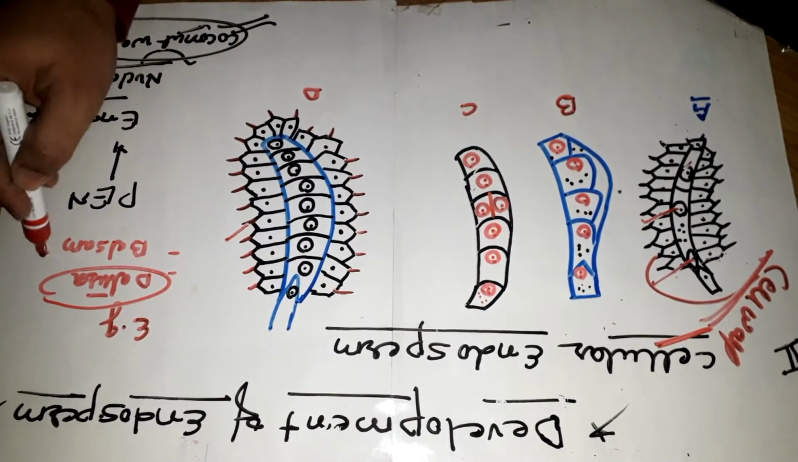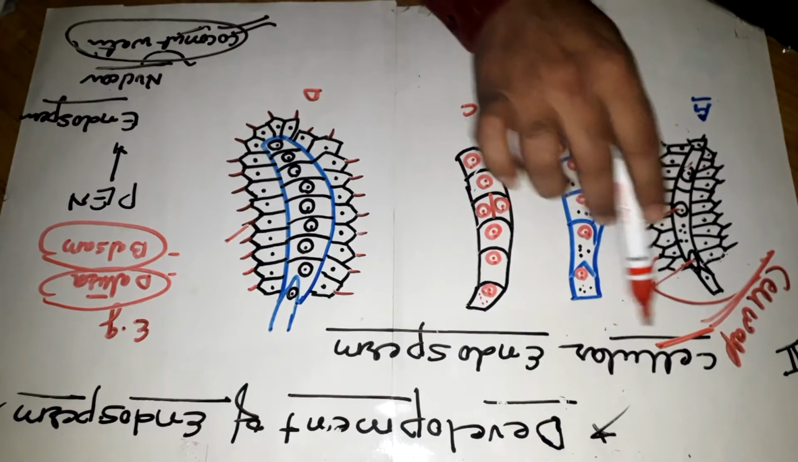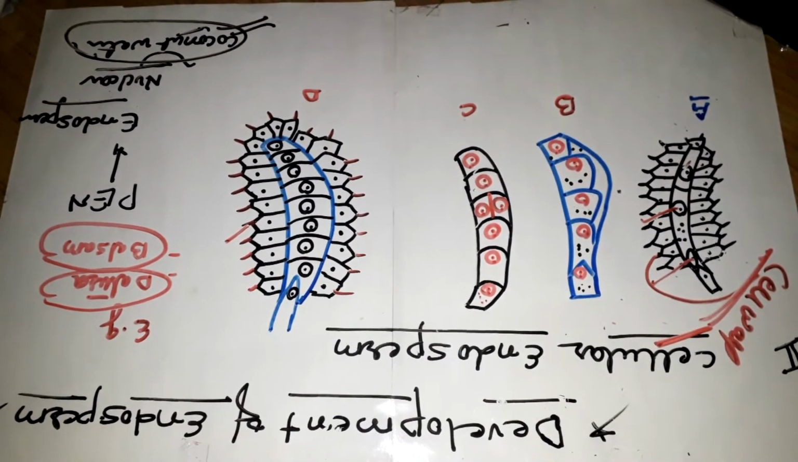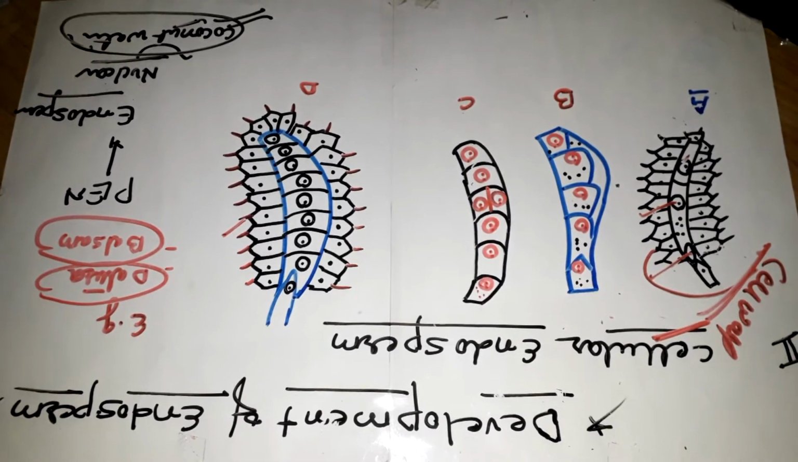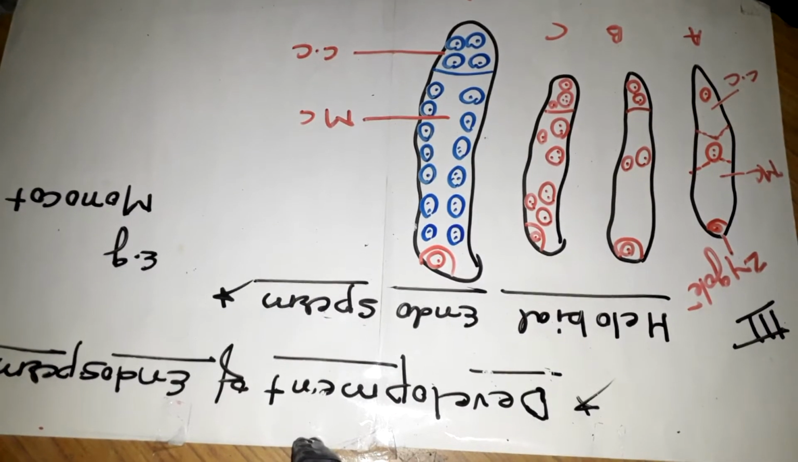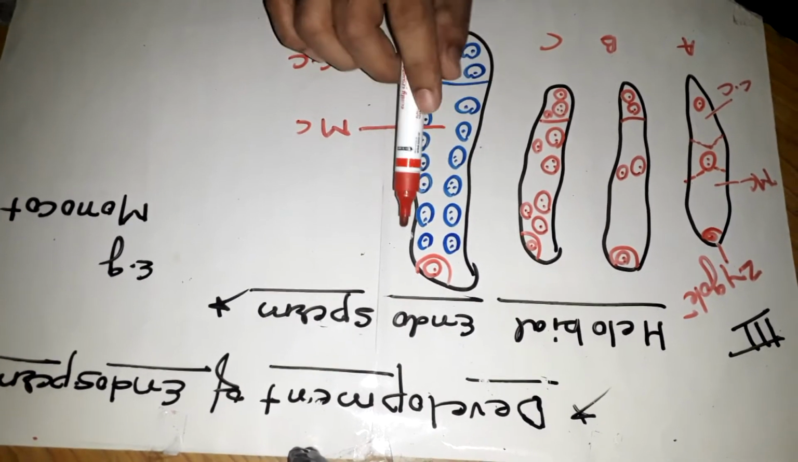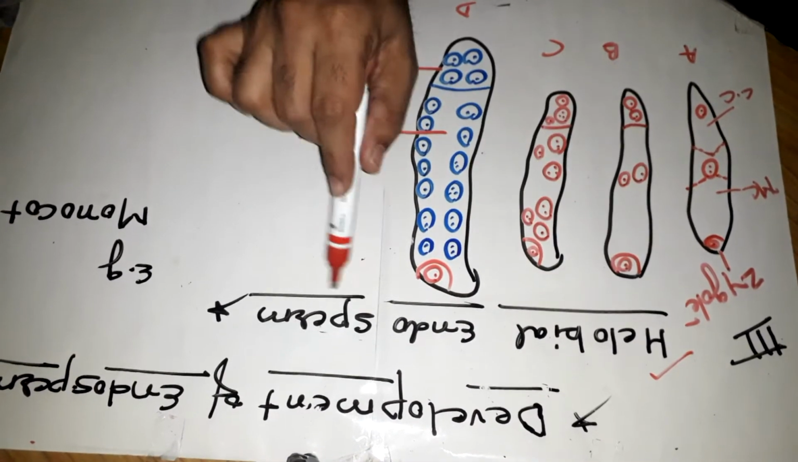Example is Datura and Balsam as examples of cellular type of endosperm. Clear? Now we take the next, which is the helobial type of endosperm development.